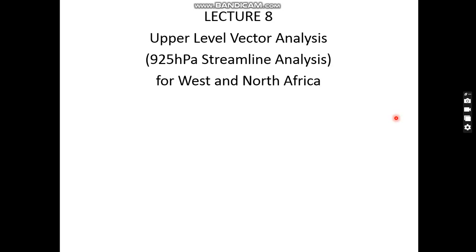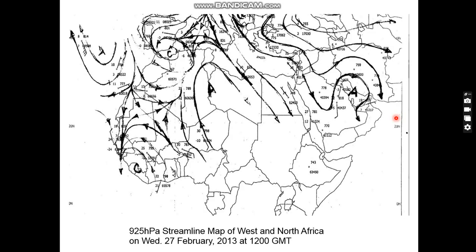Hi, we've now come to lecture 8, which involves the upper level vector analysis. This is for 925 hectopascal streamline analysis for West and North Africa. This is the map for West and North Africa, of course enhanced. It was cropped from the earlier Africa and Europe map, and is analyzed streamline. And this is to guide us on how to analyze streamlines, even over here, this area.